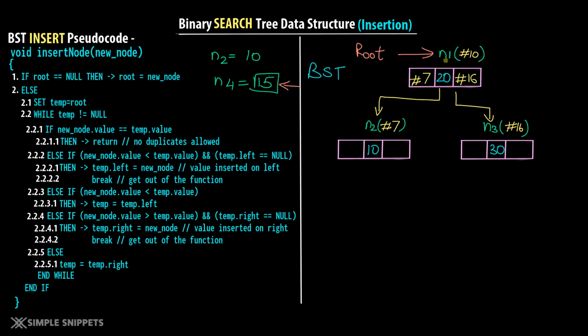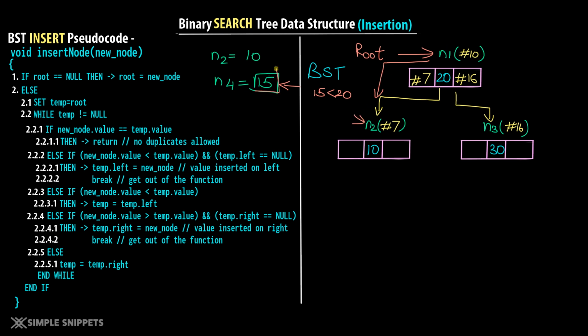So you start from the root node, which is n1, n1's value is 20, and the node that you want to add is 15. So 15 is less than 20, right? So where should 15 reside? To the left or to the right of n1? Of course to the left, right? So you will traverse from n1 to the left side of n1, which is n2. So you'll go one level down and you'll come to n2. So you're traversing from n1 to n2.